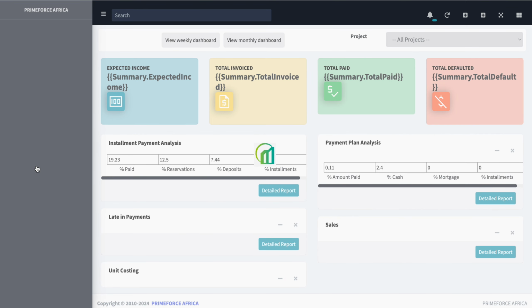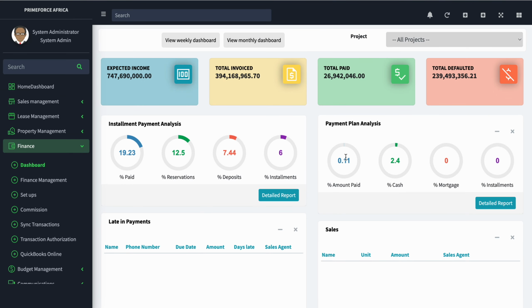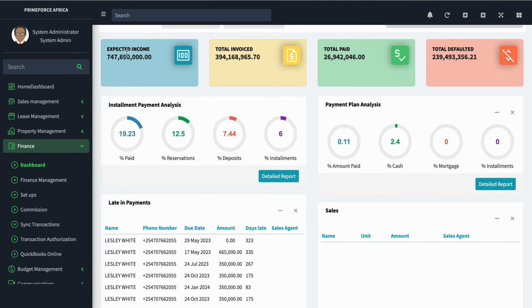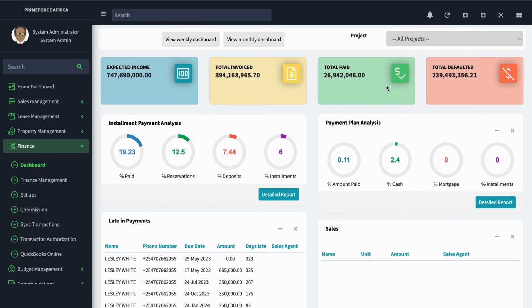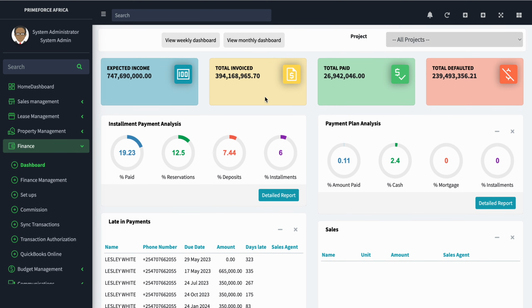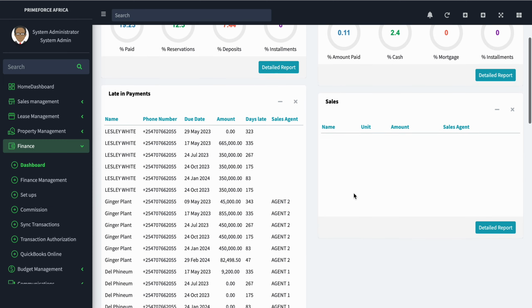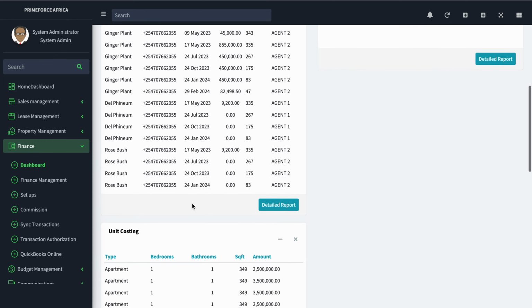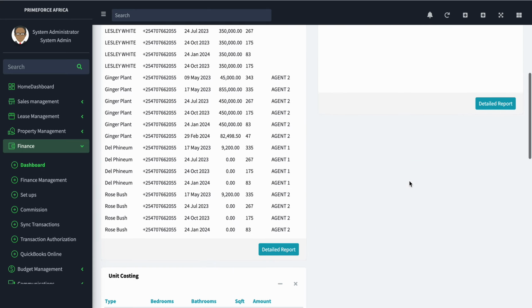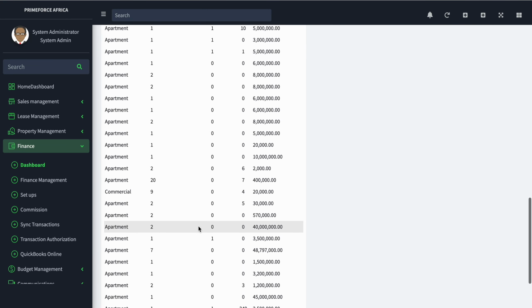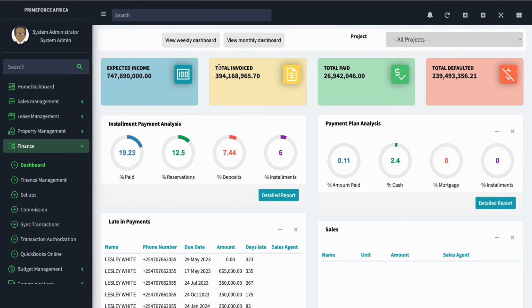Beyond this, the system gives you a dashboard, which gives you the capability to view the total expected income, the total collection in terms of invoices, the total amount received, and the total amount that is in default. You are also able to see a summary of the payments by installments and a summary by the payment plans as well. You can also see all the late payments, as well as the sales items and the unit costs based on the configurations done.